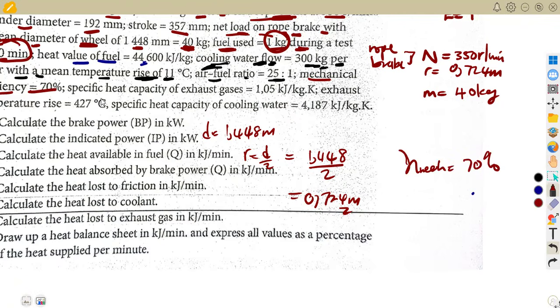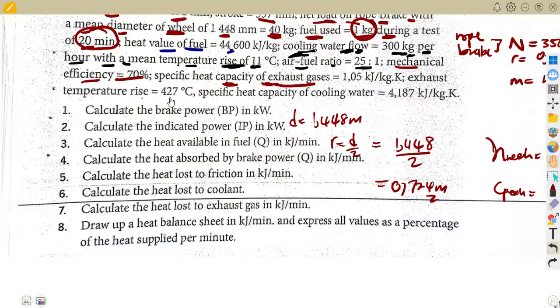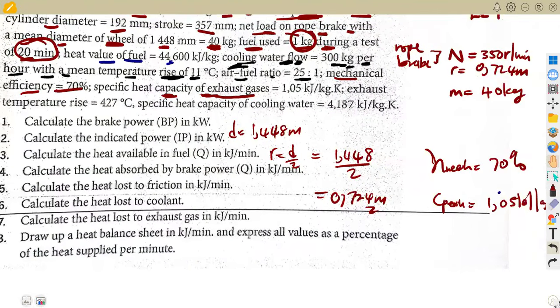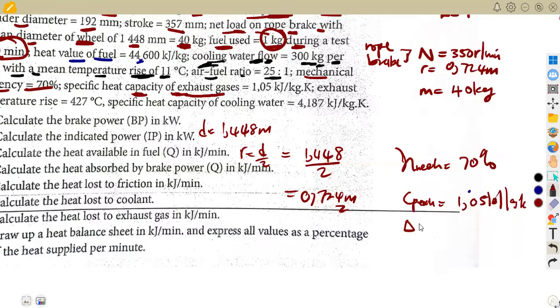Then they are talking about the exhaust gases. The specific heat capacity of the exhaust gases, that is Cp for the exhaust gases, is 1.05 kilojoules per kilogram Kelvin. All right, that's for the exhaust gases. Then the exhaust temperature rise, just like what we had for water, there was a temperature rise for water. This one is for the exhaust, 27 degrees Celsius. There's a lot of information here.